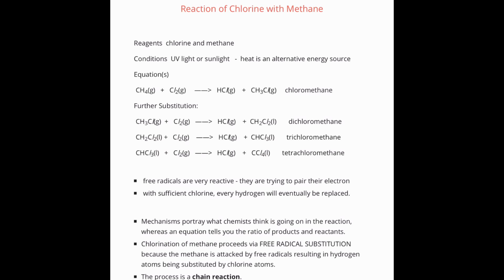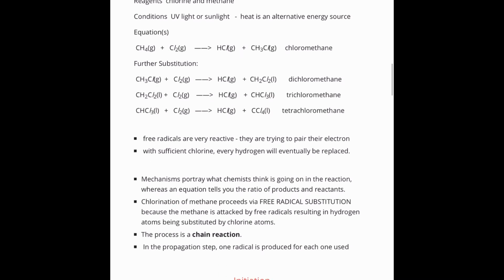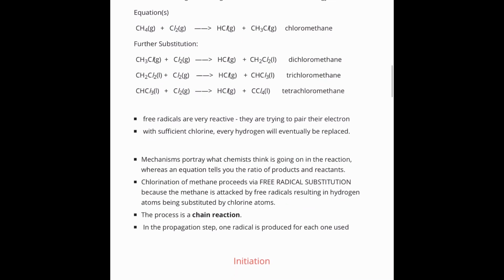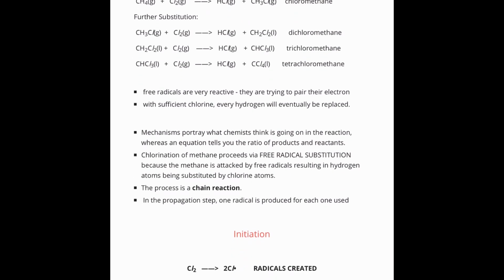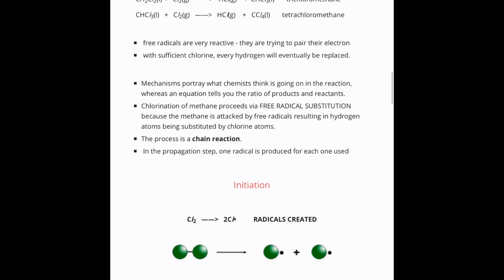The reagents, we need UV light or sunlight. Sunlight is good. And what happens overall? Here's the equation. Methane plus chlorine makes hydrogen chloride plus chloromethane. It can go on to substitute further to make the dichloro, the trichloro, and the tetrachloromethane. These radicals are so reactive, they just don't do anything to quench that one formal electron.